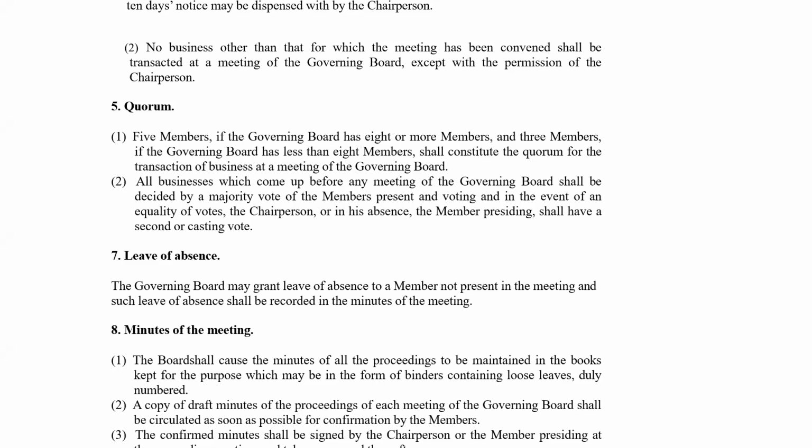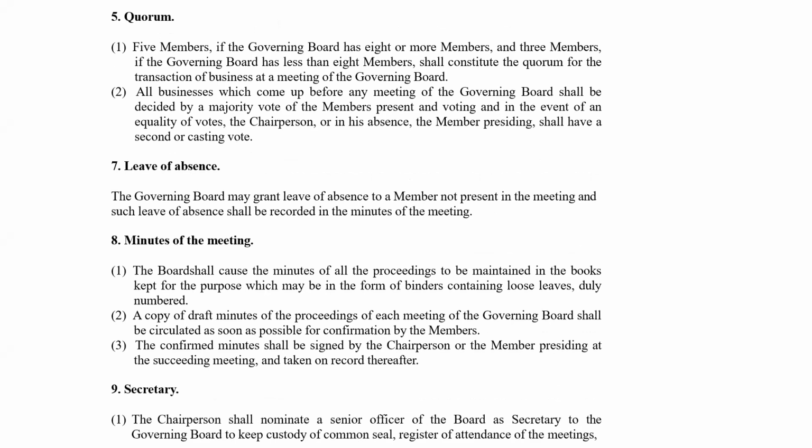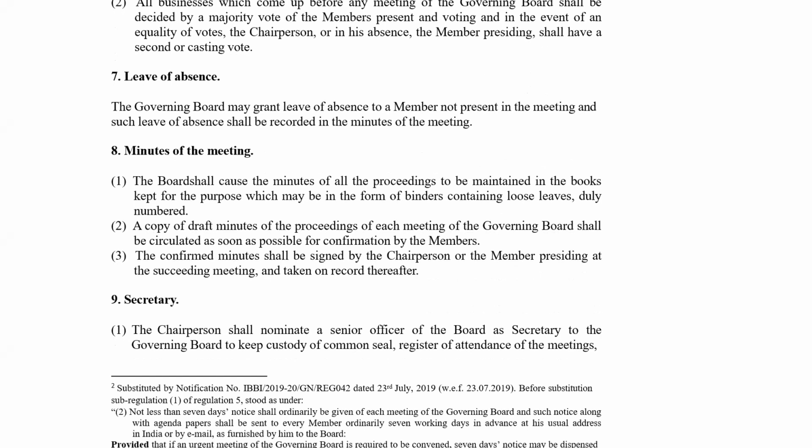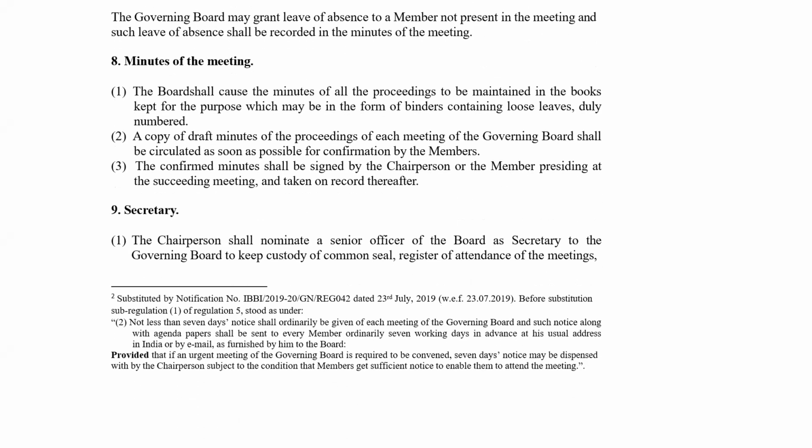Leave of absence. The governing board may grant leave of absence to a member not present in the meeting, and such leave of absence shall be recorded in the minutes of the meeting. Minutes of the meeting. The board shall cause the minutes of all the proceedings to be maintained in the books kept for the purpose, which may be in the form of binders containing loose leaves duly numbered. A copy of draft minutes of the proceedings of each meeting of the governing board shall be circulated as soon as possible for confirmation by the members. The confirmed minutes shall be signed by the chairperson or the member presiding at the succeeding meeting and taken on record thereafter.